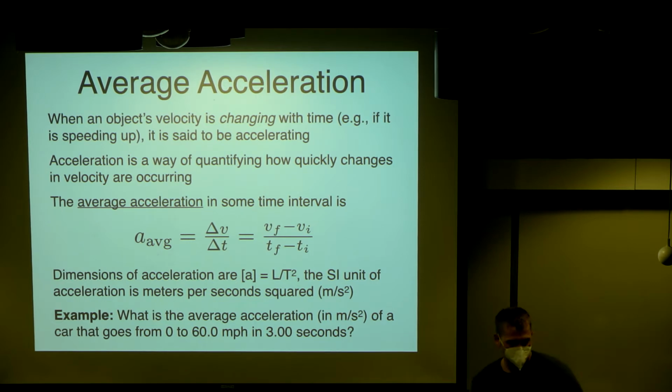Does that make sense? So here's what we'll do next. Let's calculate an acceleration using this definition. The question here is, what is the average acceleration in meters per second squared of a car that goes from 0 to 60 miles per hour in 3 seconds? Okay, that's the question. So we go 0 to 60 in 3 seconds. What acceleration is involved in that process?